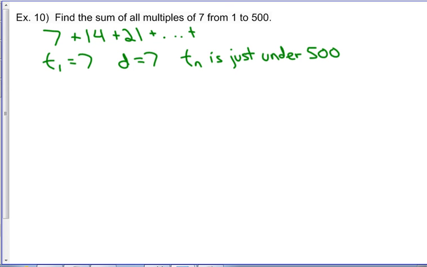One thing we could do is just substitute 500 into the formula, which is Tn equals T1 plus (n minus 1) times d. We don't have enough information to be able to use an Sn formula. Later we'll find the sum. So step 1 is find that last term.